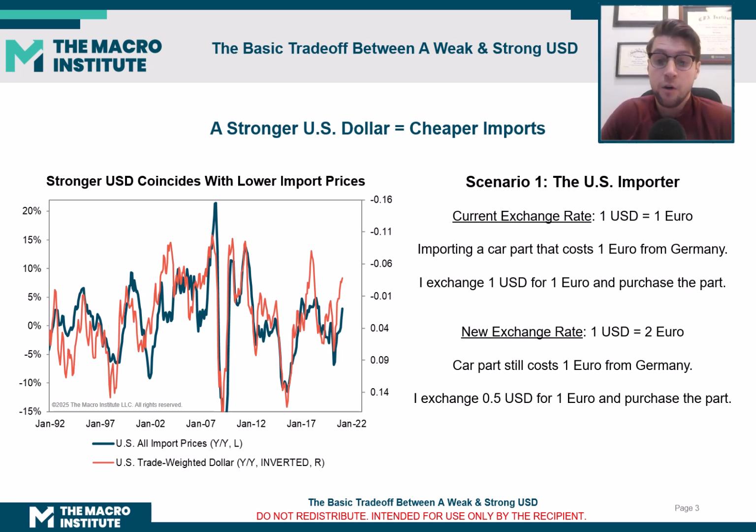Okay, 3 months go by and now we have a new exchange rate. So previously 1 US dollar was worth 1 euro. Now the US dollar has strengthened and 1 US dollar is worth 2 euro. However, that same car part still costs 1 euro from the German manufacturer. However, I am the US importer. So this time I only need to exchange 50 cents or half a US dollar for the same 1 euro to buy the car part.